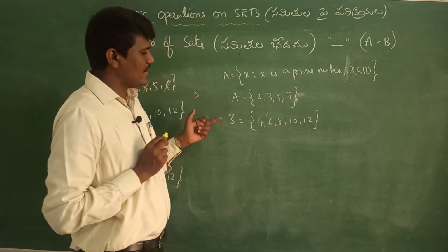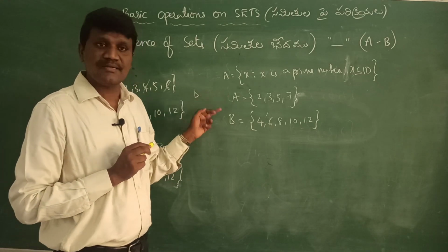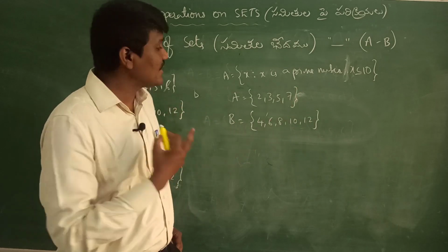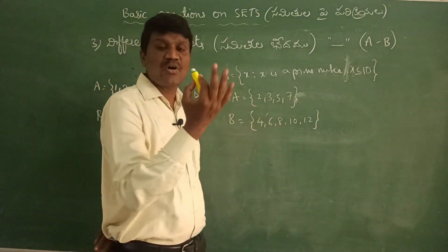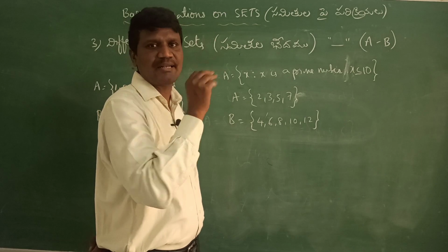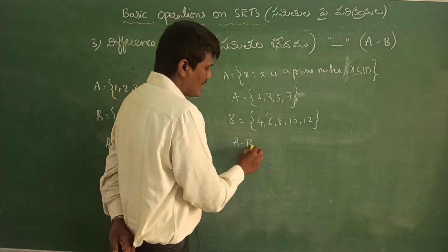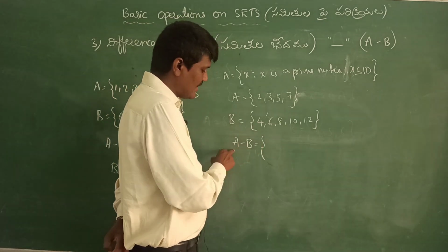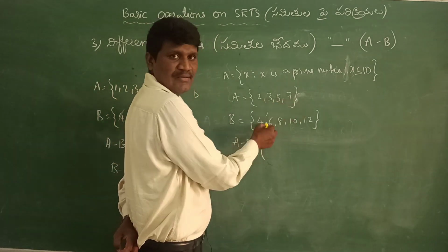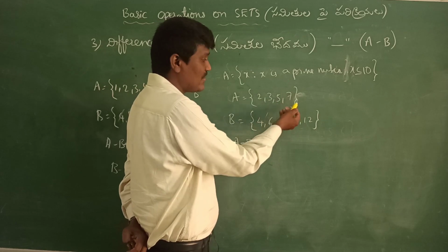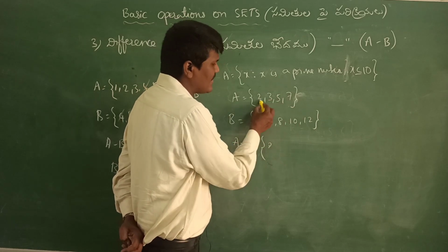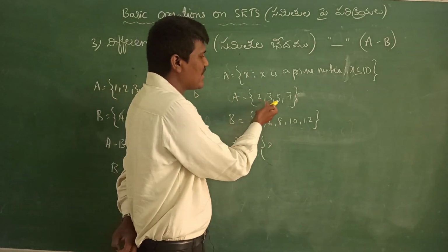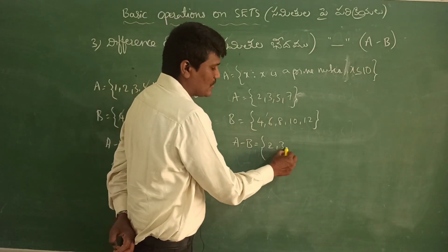Now A and B, right? So A is 2 3 5 7, B is 4 6 8 10 12. Now, are there any common elements? There is no common element. Then how to write A minus B? So A minus B, what should we write? Which elements? Are there any common ones? There are none. So when there is nothing common, what do we write? We write the remaining elements, the A elements, after removing the common ones. Since there are no common elements here, write all of it: 2 3 5 7.